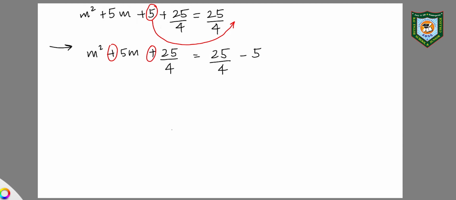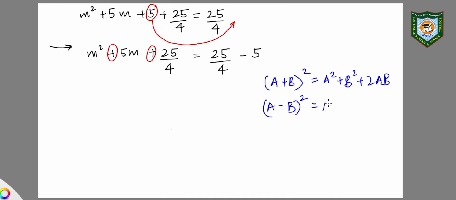So if we look at the formula of (a plus b) whole square, this is equal to a square plus b square plus 2ab. And if you look at the formula for (a minus b) whole square, this is equal to a square plus b square minus 2ab. As we can see, we need two plus signs, and there are two plus signs in (a plus b) whole square. Therefore, this will be in the form of (a plus b) whole square.